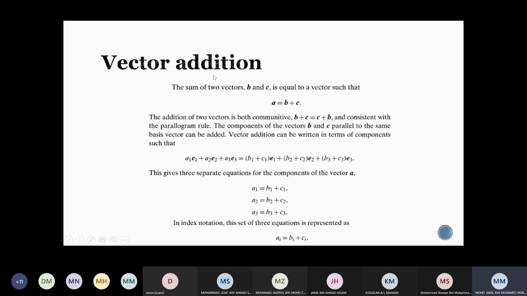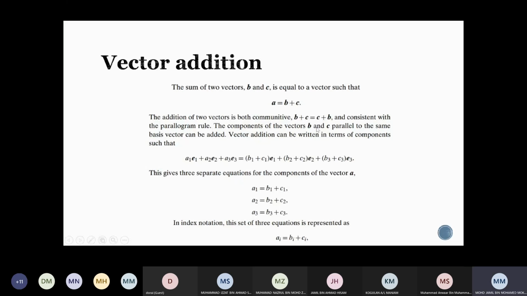So vectors can be added. Like last week, I asked you a simple question about vectors, so you know that vectors can be added. The sum of two vectors, let's say b and c, is equal to another vector. So a equals b plus c. Dia ciri-ciri summation ni, or the addition, is commutative. Okay, this is not really important, I'm not gonna ask you what is commutative. Basically b plus c also equals c plus b. So dia tak kisah urutan mana nak tambah.